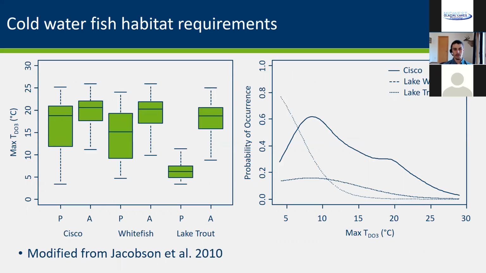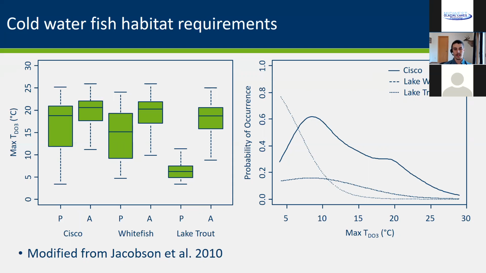So now that we're hopefully more familiar with TDO3 as a measure of oxythermal habitat, I'll describe some of the previous work by Jacobson et al. 2010 that characterizes the oxythermal habitat in lakes where each of lake trout, lake whitefish, and Cisco have been documented. The box plot on the left shows average summer maximum TDO3 in degrees Celsius relative to cold water species presence, denoted by a P, or absence, denoted by an A. The median, interquartile ranges, and reasonable extremes are displayed for lakes where each species has been documented compared with lakes where these species are not found, but that are also stratified in the same major basins.